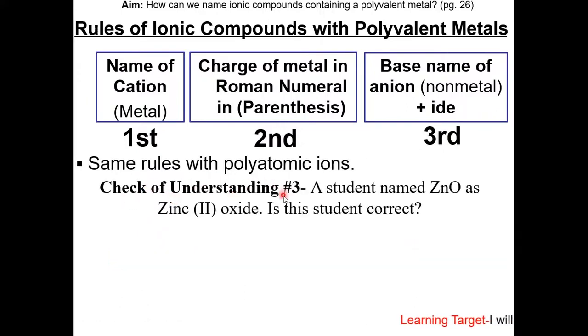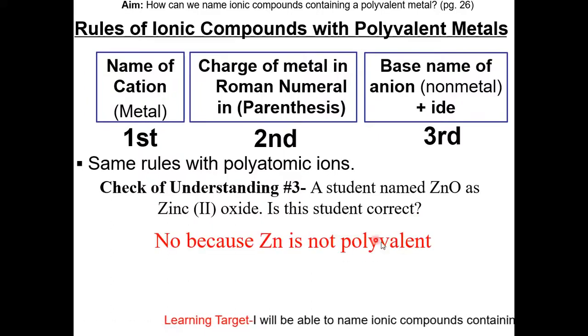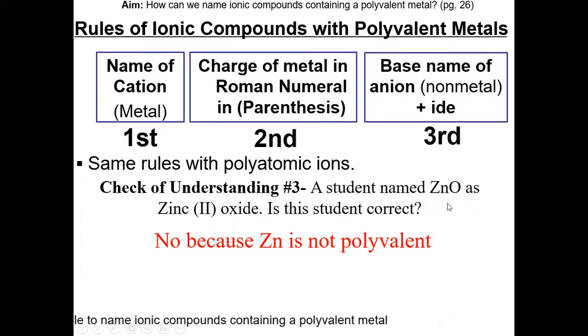Check of understanding number 3. A student named ZnO as zinc(II) oxide. Is this student correct? The answer is no. Why? Because zinc is not polyvalent. Even though zinc is a transition metal, it does not have multiple charges. So you do not need the Roman numeral. You do not put it. So ZnO is just zinc oxide.